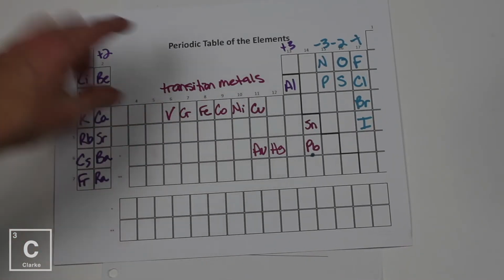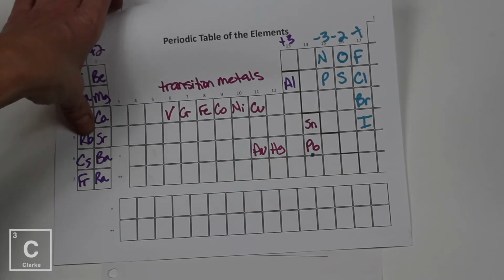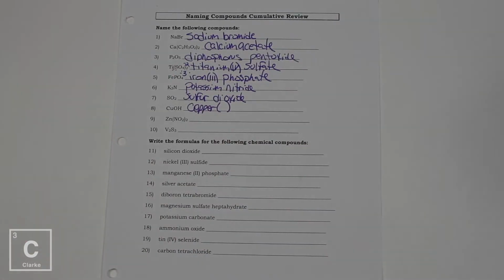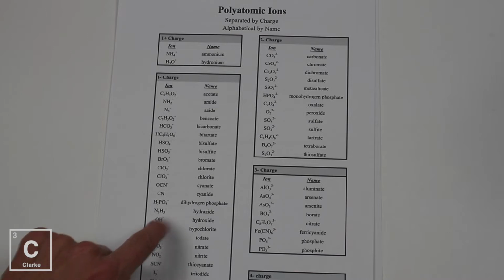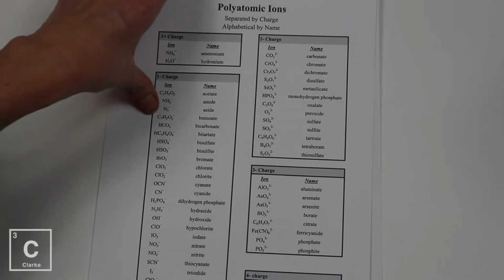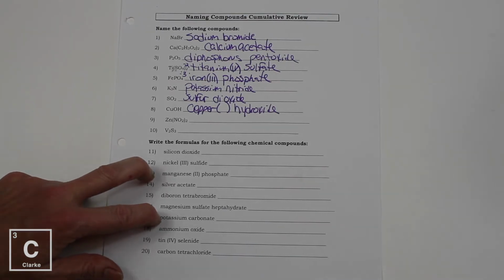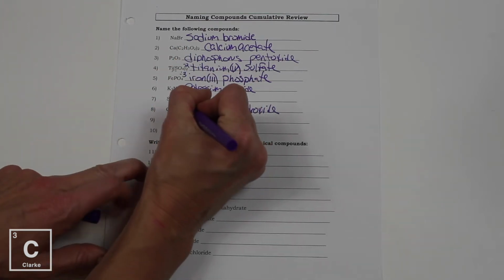Copper is a transition metal. We need a Roman numeral. Okay, so I've got copper, and a place for our Roman numeral. OH is a polyatomic ion. OH is a -1 hydroxide. So copper, a place for our Roman numeral, hydroxide.